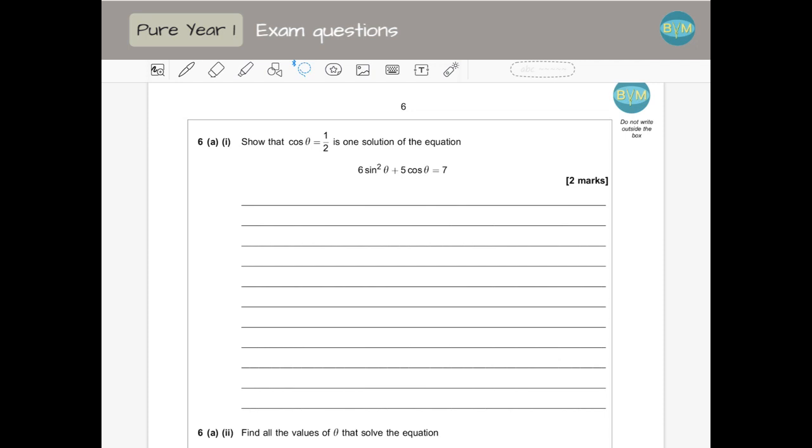Hello, this is question 6 on your June 2019 AS paper from AQA, and it's a series of trigonometric equations. So you have to show that cos theta equals a half is one solution for this equation.